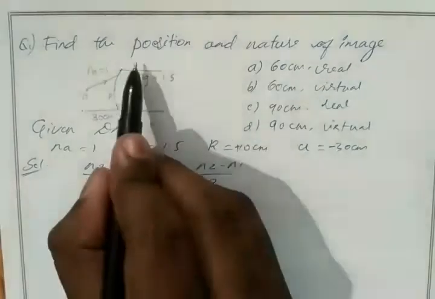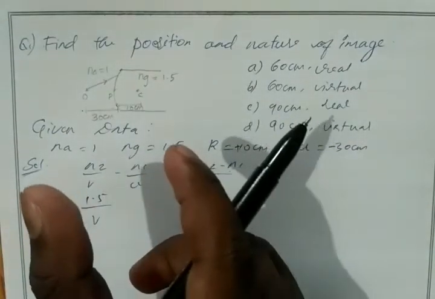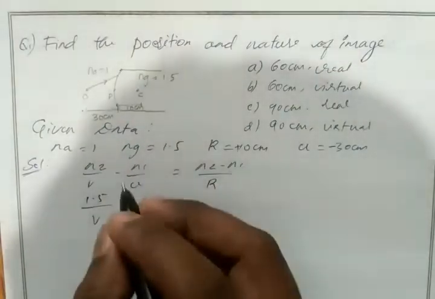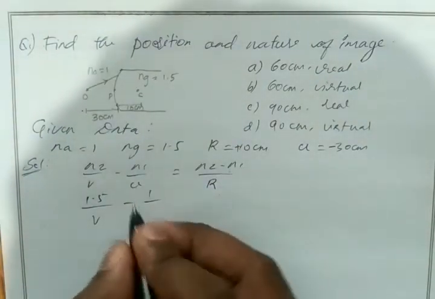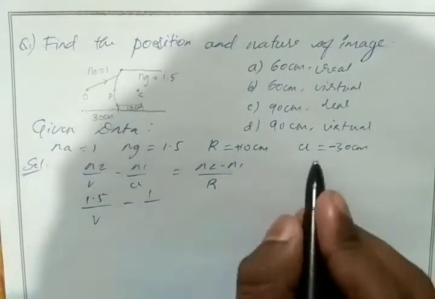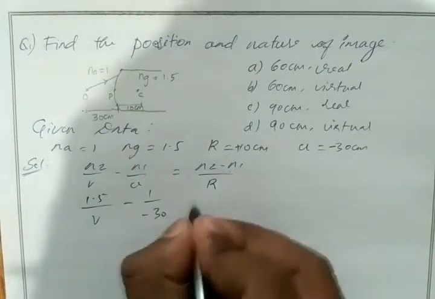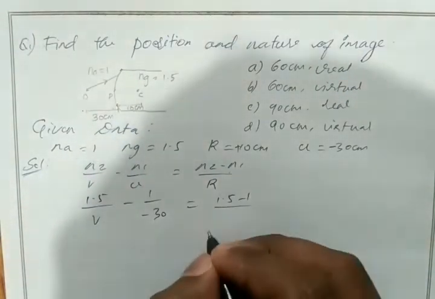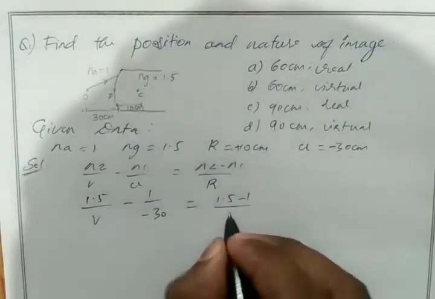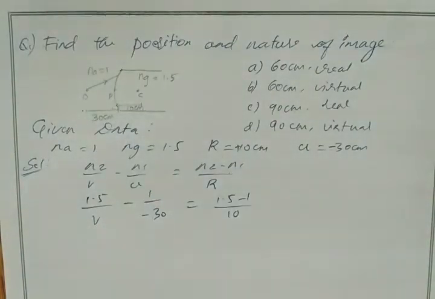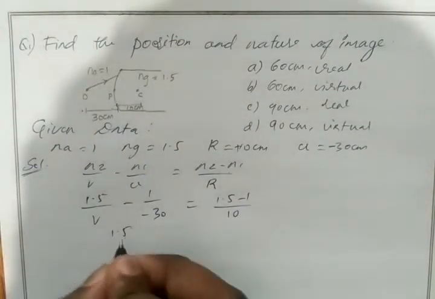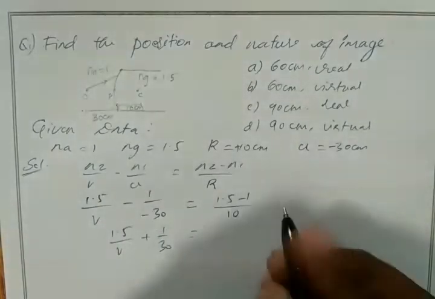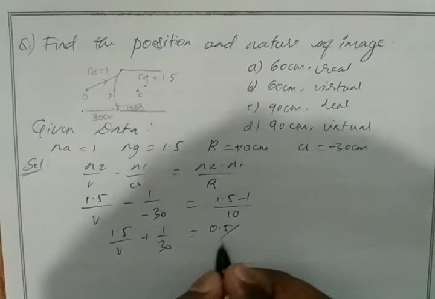We have to find the position and nature of the image. Position of image is nothing but the image distance, where the image is located. Minus n1, air is 1, then u is 30 centimeter, considering the sign convention, minus 30 centimeter, equal to n2 minus n1, 1.5 minus 1, divided by r, radius of curvature plus 10 centimeter. Okay, so next step, 1.5 by v, minus to minus will become plus 1 by 30. Here we have 0.5 divided by 10.